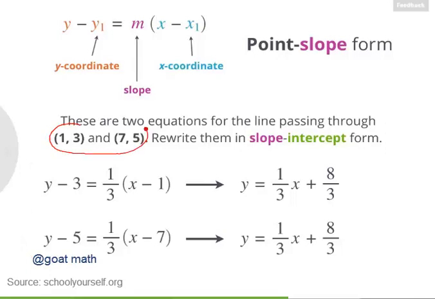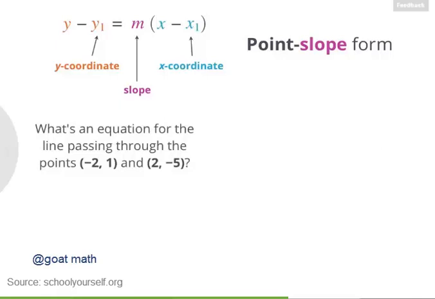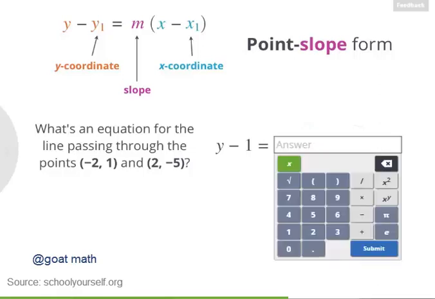So when you're given 2 points that a line passes through, first calculate the slope, and then you can plug either of the 2 points' coordinates into the equation. Next, suppose you want the equation for the line passing through the points (-2, 1) and (2, -5). Let's plug these coordinates into our point-slope formula. So the left side is y minus 1. What's the right side of this equation for the line?